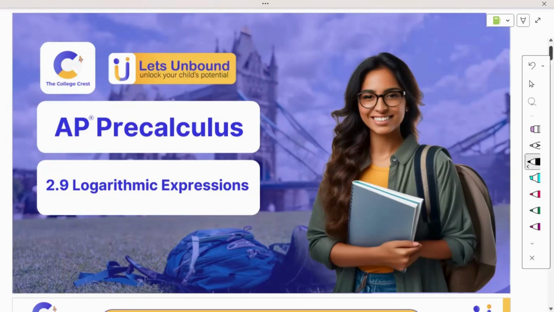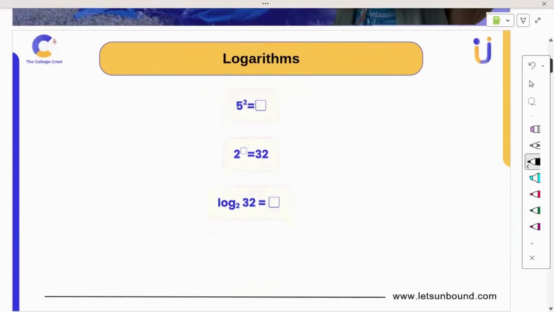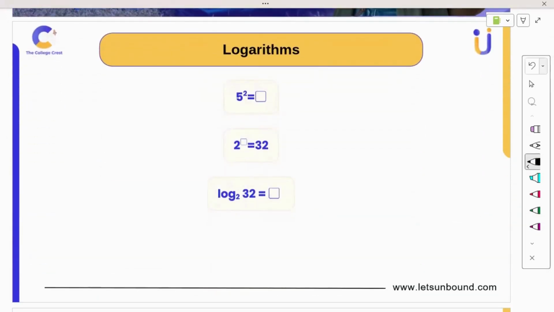What are logarithms, and then logarithmic expressions? Let's start with this. What is 5 power 2? It's 25. You know the base, you're raising it to the power 2, which means 5 times 5, it's 25. You know how to evaluate this.